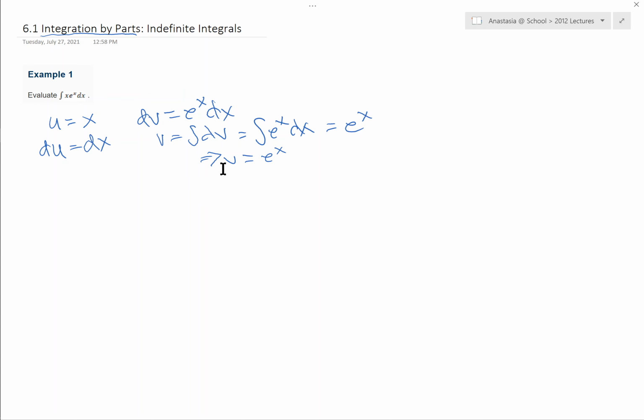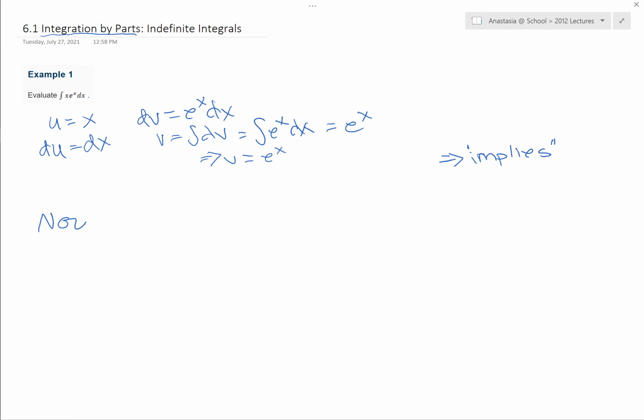Just a quick note in case you haven't seen this double arrow notation before, it does mean implies. I will use it when I am working through information in this class to basically indicate that the next line follows from the previous one, so it's sort of like the next step. So what I have written here implies that v is equal to e to the x. So we have u is equal to x, dv is e to the x dx, du is dx, and v is e to the x.